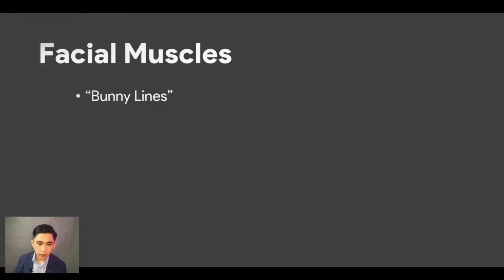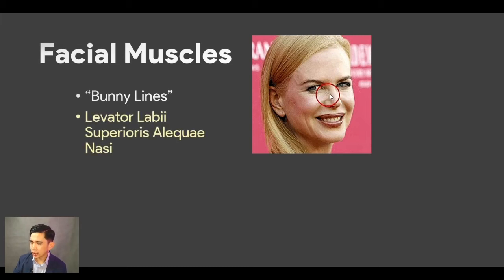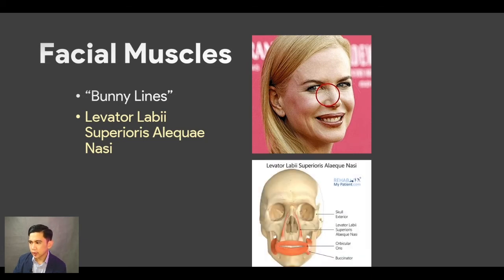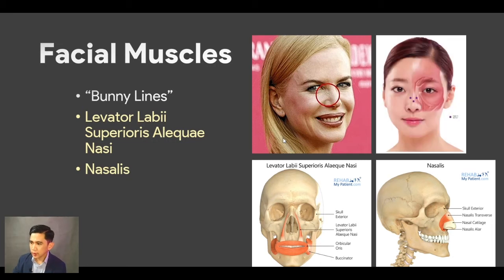Let's talk about bunny lines. Okay, bunny lines are those found in the nose. These are wrinkles that are produced by the actions of the levator labii superioris alaeque nasi, or LLSAN, and also the nasalis muscle. The nasalis muscle surrounds the nose, and the levator labii superioris alaeque nasi connects the lips and the nasal bridge. So both of them will produce the wrinkle in our nose. Now, to minimize or get rid of the bunny lines, we tend to paralyze these two muscles.